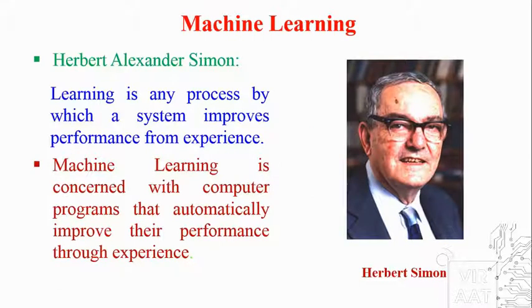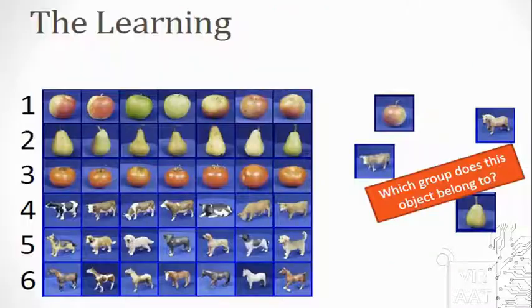As Herbert Simon stated in his 1990s paper, learning is any process by which a system improves performance from experience. So basically it means that we want to improve our model, let's say our software. How can we do that? We can improve it by implementing learning, and that learning can help us improve the software. That learning here I'm referring to is machine learning.